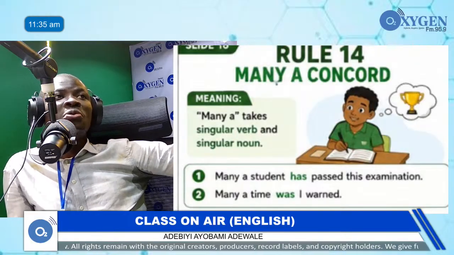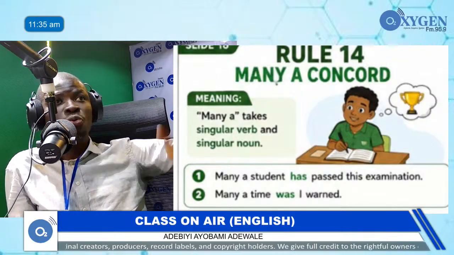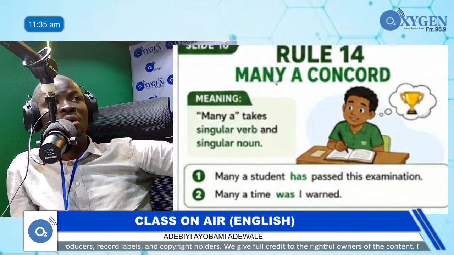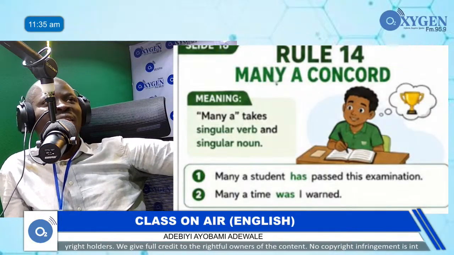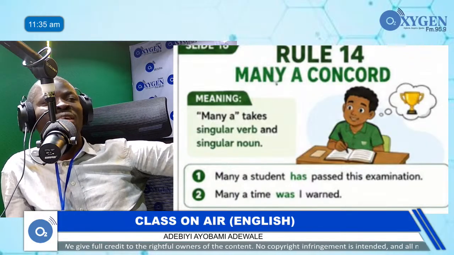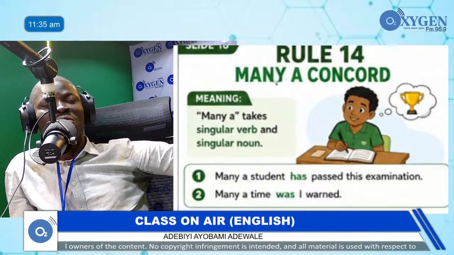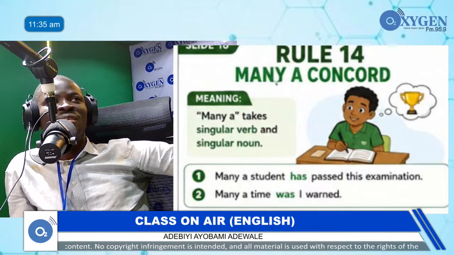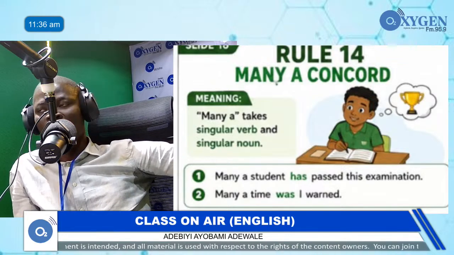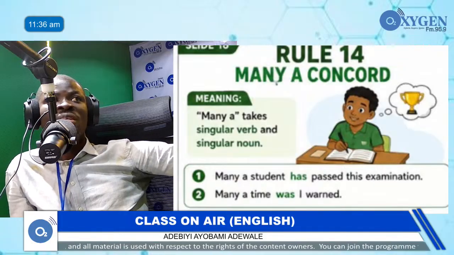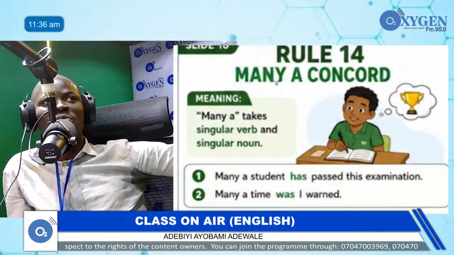Rule 14 is one of the discourses in universal grammar in the English language. People who have knowledge of language and linguistics will understand what we call universal grammar. These are expressions that need special consideration. We call them special expressions, or special concord, because they literally do not appeal to people's common sense. Look at many a concord. When we use many a, many a takes a singular verb and singular noun.